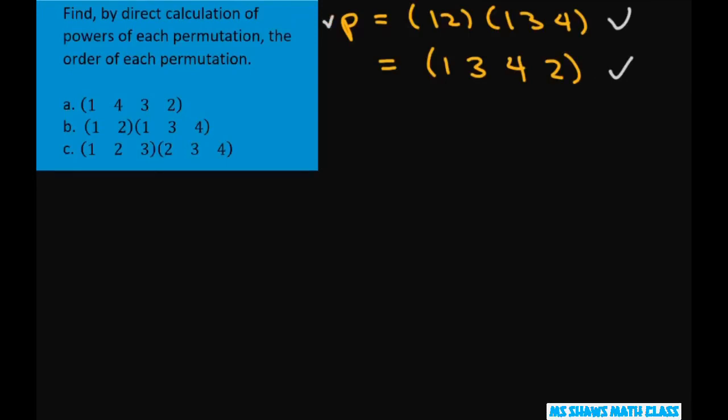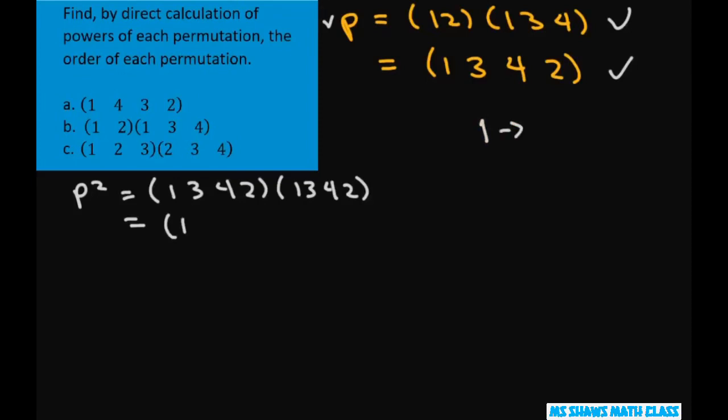Now we're trying to find our identity. So we have our P. Now we need P squared. So P squared equals (1 3 4 2) times (1 3 4 2). That's going to give you 1 maps to 3. Let's start with 1. 1 maps to 3. 3 maps to 4. And 4 maps to 2. And 2 maps back to 1. So this is going to be (1 4).